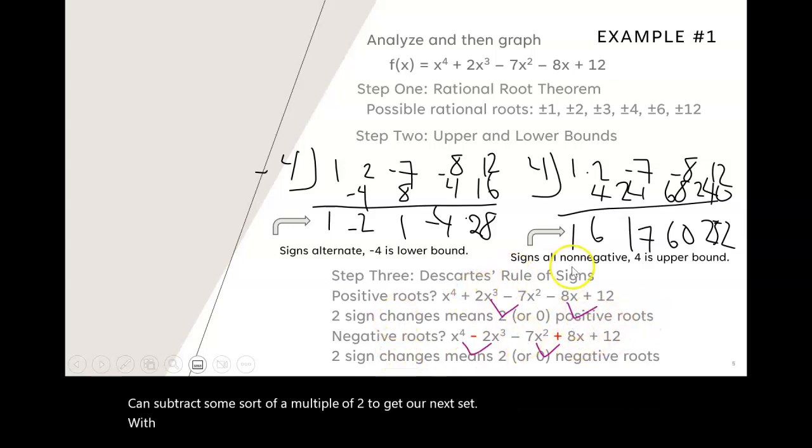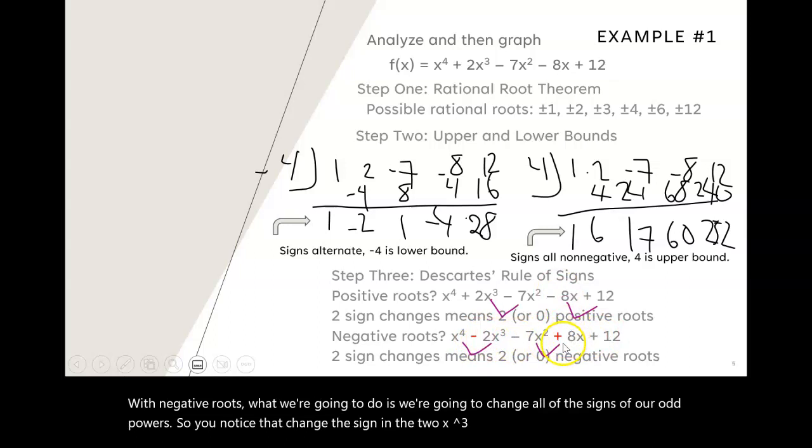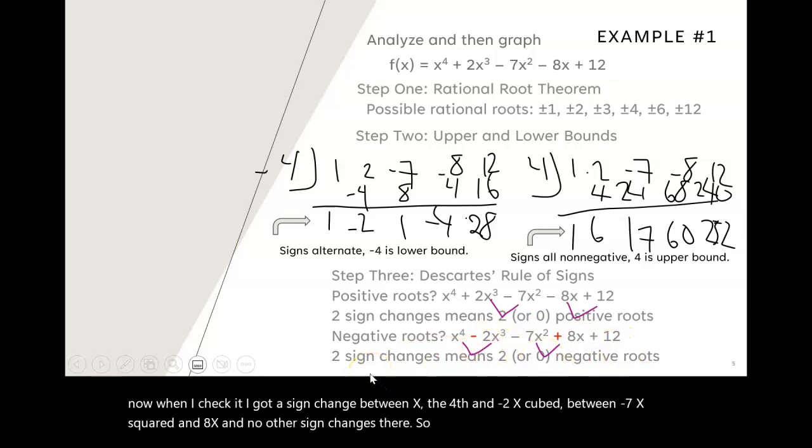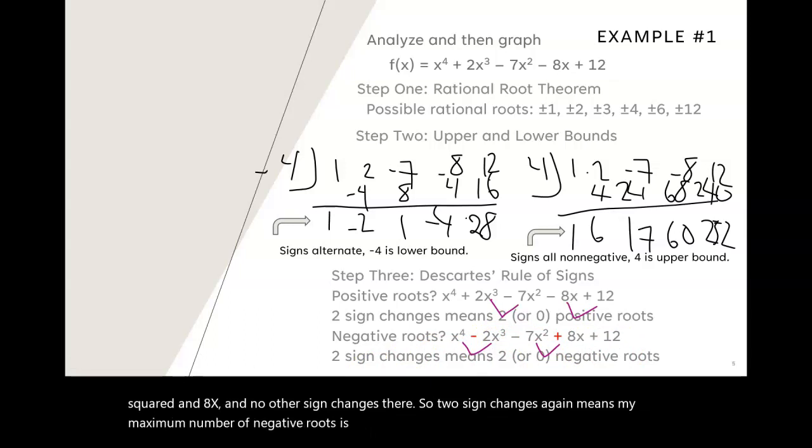With negative roots, what we're going to do is change the signs of all of our odd powers. You'll notice I changed the sign on the 2x cubed, and I changed the sign of 8x. Now when I check it, I get a sign change between x to the fourth and -2x cubed, between -7x squared and 8x, and no other sign changes there. So 2 sign changes again means my max number of negative roots is 2. And they again go down in pairs, so we could also have 0 negative roots.